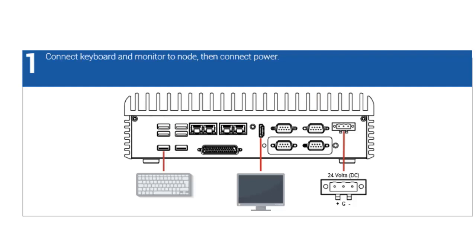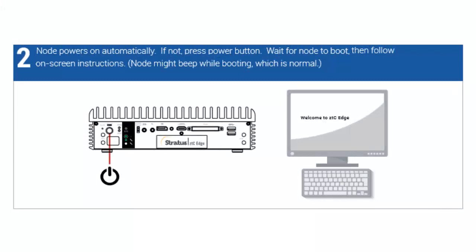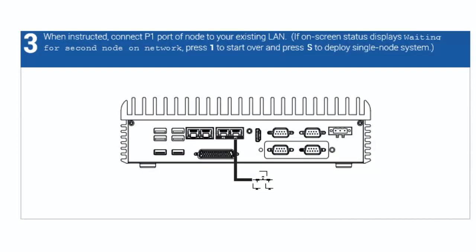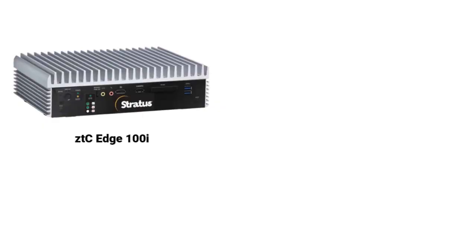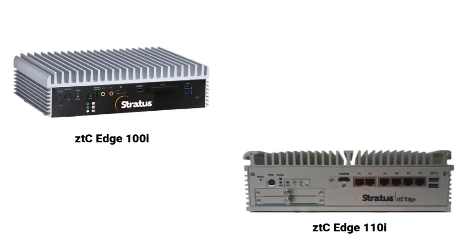We'll first look at Step 1, connecting a keyboard, monitor, and power to the node. Then Step 2, powering on the node and entering a single node deployment. And Step 3, connecting the P1 network port. Let's now walk through the process of initially deploying your ZTC Edge environment. Please note, the single node deployment works the same on the ZTC100i and the ZTC110i systems.